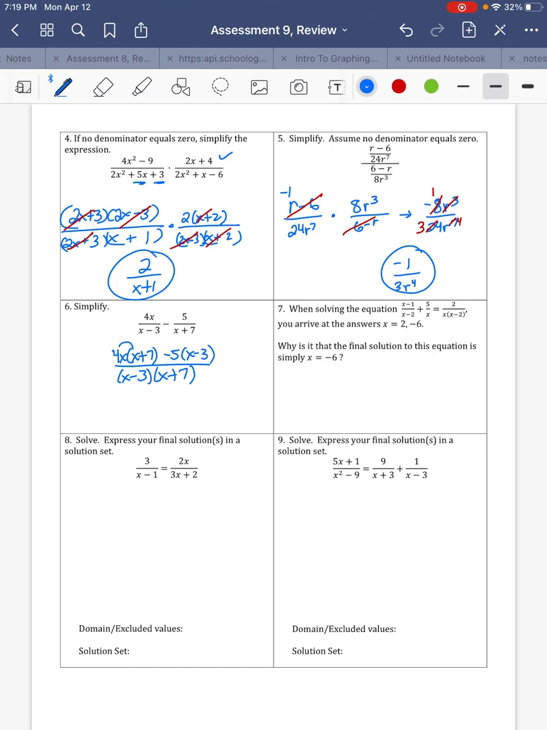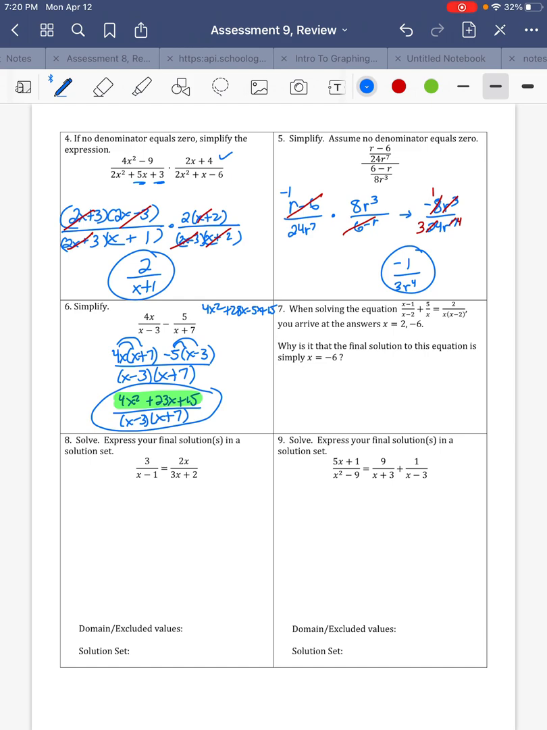So if I do that, I get 4x squared plus 28x minus 5x plus 15. If I clean that up, I got 4x squared plus 23x plus 15, all over x minus 3 and x plus 7. And you are done. Sometimes you have to check and make sure this doesn't factor, but this one doesn't, and so you're finished. Every once in a while something cancels, but in this case it doesn't.